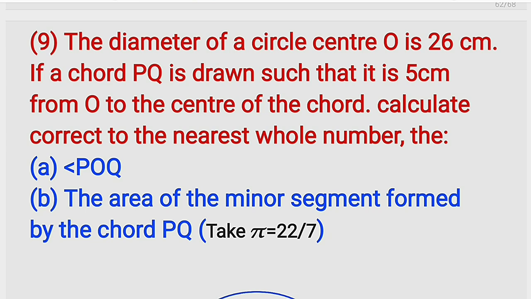Here is question number 9 of WAEC 2024 Mathematics Examination, the theory questions. The question reads, the diameter of a circle center O is 26 centimeters. If a chord PQ is drawn such that it is 5 centimeters from O to the center of the chord, we're asked to calculate, correct to the nearest whole number, the measure of angle POQ, then the area of the minor segment formed by the chord PQ. We're asked to take pi as 22 divided by 7.